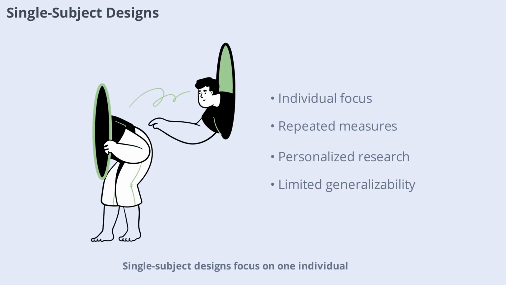Single-subject designs focus on one individual, often using repeated measures to assess changes over time. This approach is useful for evaluating the effects of interventions in clinical settings. By closely monitoring one person, researchers can identify patterns and tailor treatments. While findings may not generalize to others, single-subject designs are valuable for personalized research and practice.